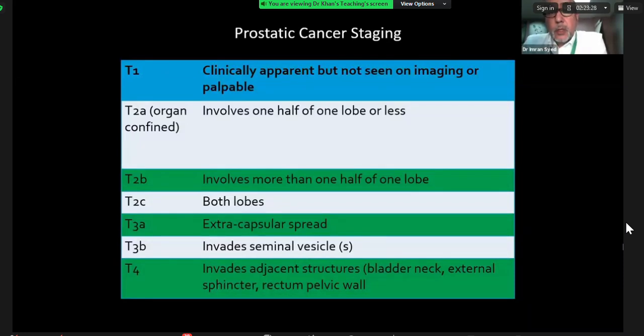So if you've got T2A disease, that means that you've got involvement of half of one lobe or less. T2B disease involves more than half of one lobe, and T2C is both lobes, and it's a very important way of allowing the clinicians to know that you understand the disease extent volume-wise within the prostate lobes themselves. T3B is seminal vesicle involvement, and so the T3 division is only A and B, and T4, obviously, just like any other malignancy, involves adjacent viscera.